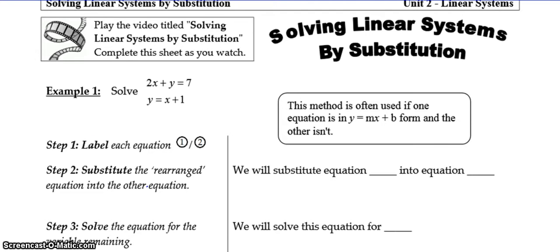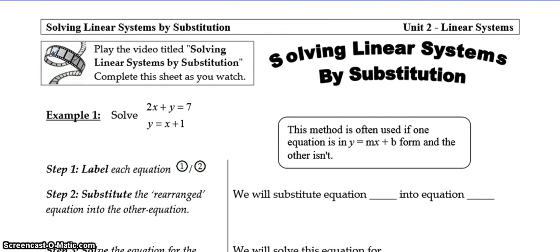So last day in class you learned what a linear system was, and to refresh your memory, a linear system is a set of two lines, and to solve a linear system means to find the point of intersection of the two lines. Last day you figured out that point of intersection by graphing, and today what we're going to do is learn an algebraic method in order to find the point of intersection.